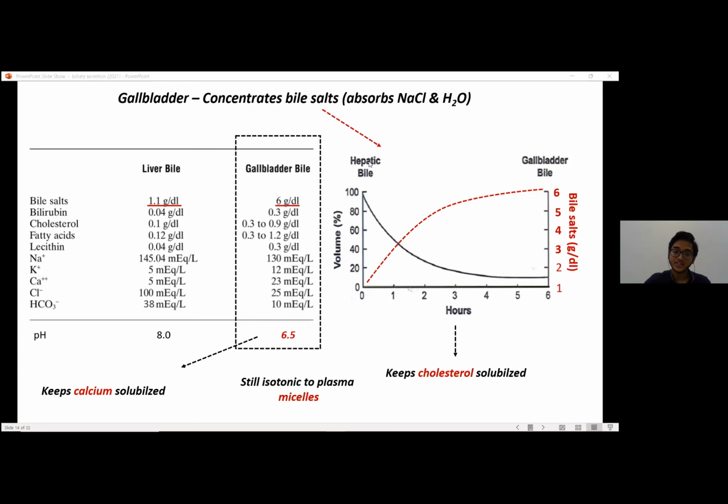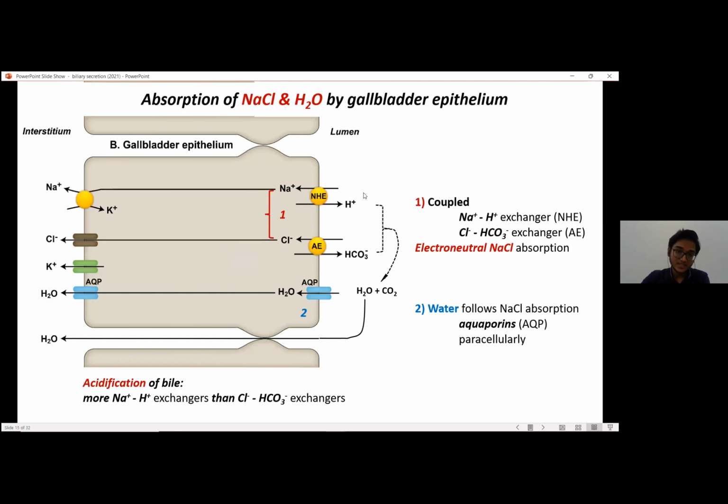Now, this graph is basically showing you the hours bile is spending in the gallbladder. The gallbladder is absorbing water, so the volume is going down, but it's not absorbing bile, so the concentration of bile is going up slowly. Again, no need to concentrate much on this.